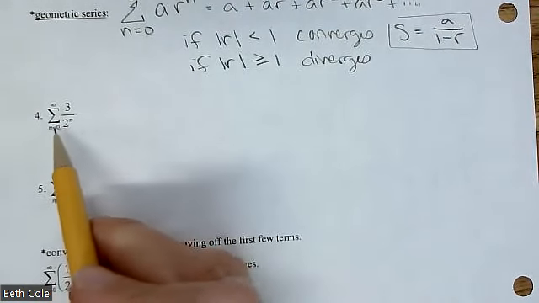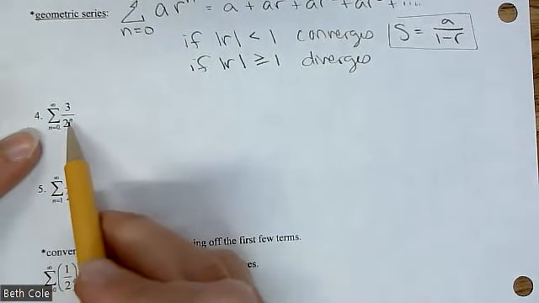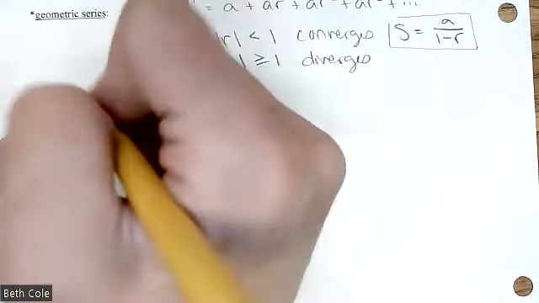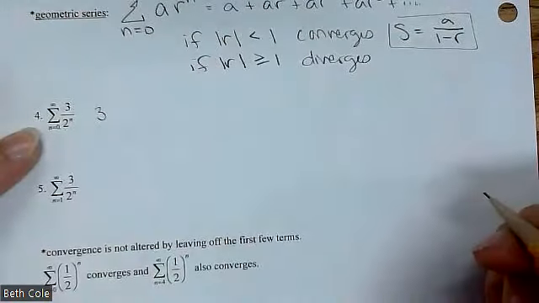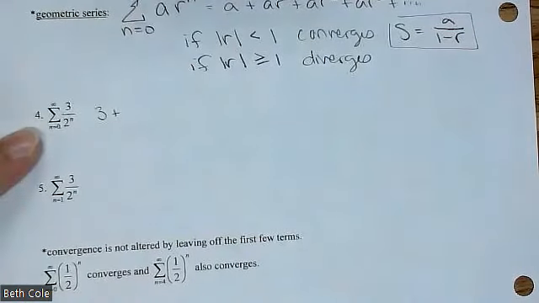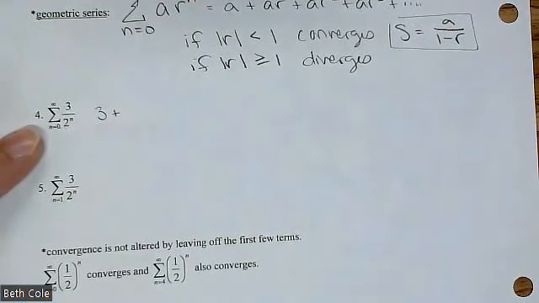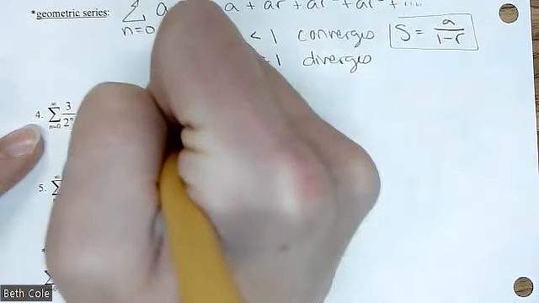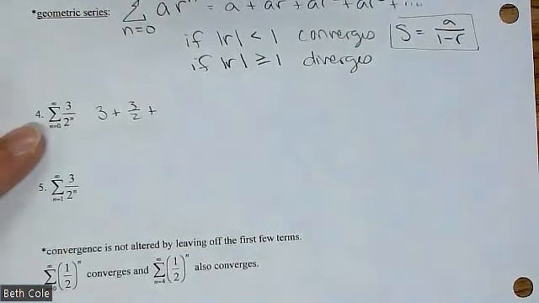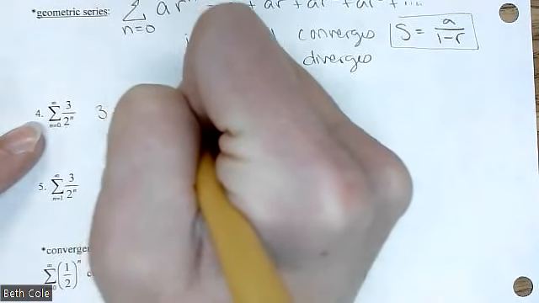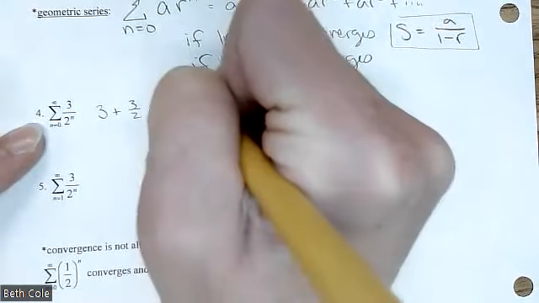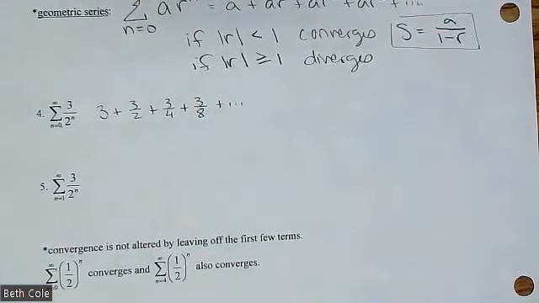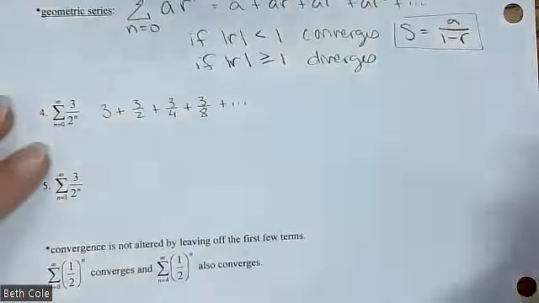1. Good. So if you plug in 0 here, this part would be 1. 3 over 1 is 3. Now, if you plug in 1 for n, what do you get? 3/2. If you plug in 2 for n, 3/4. If you plug in 3 for n, 3/8, and that's enough. If you do the first few and you can get the hang of it, then you're good. Plus ... All right, so we notice it's geometric.